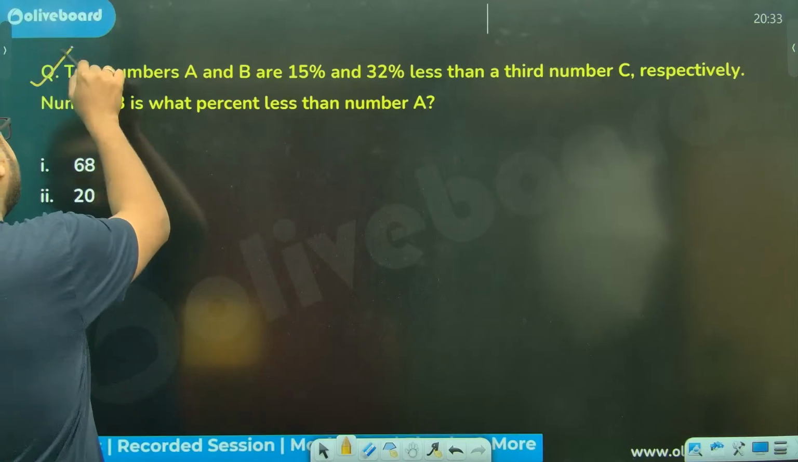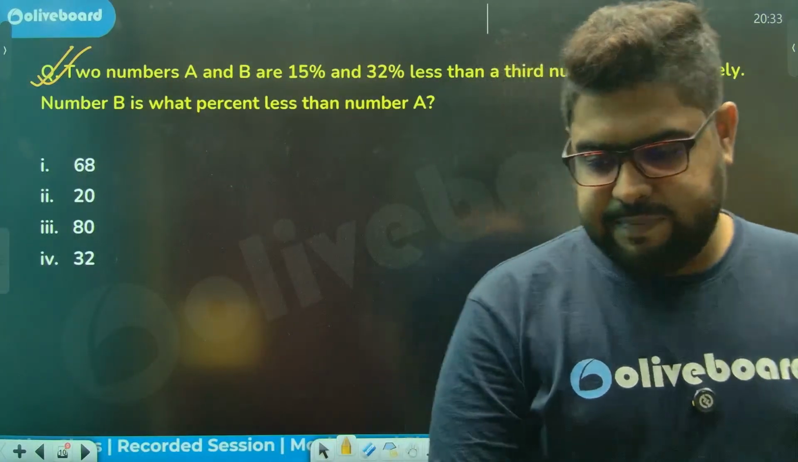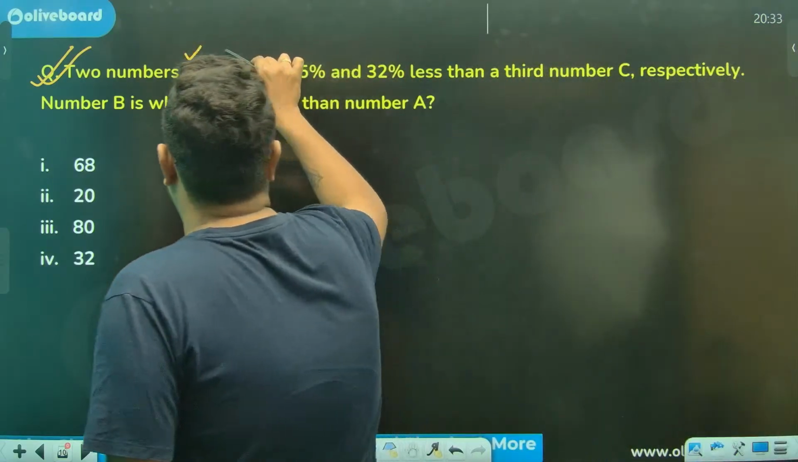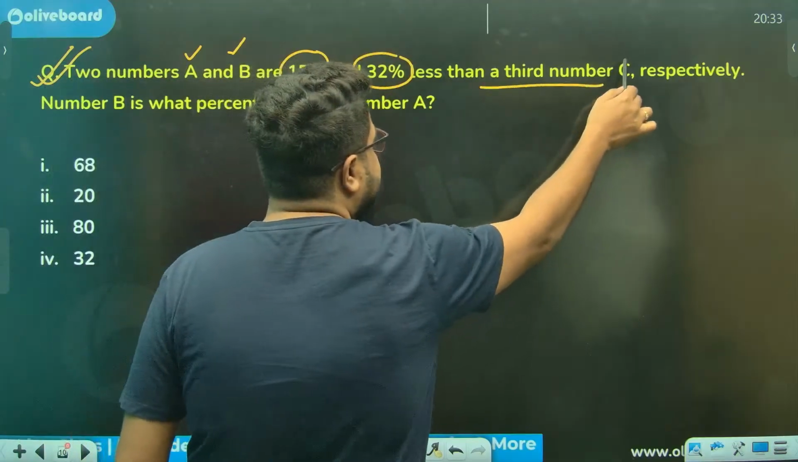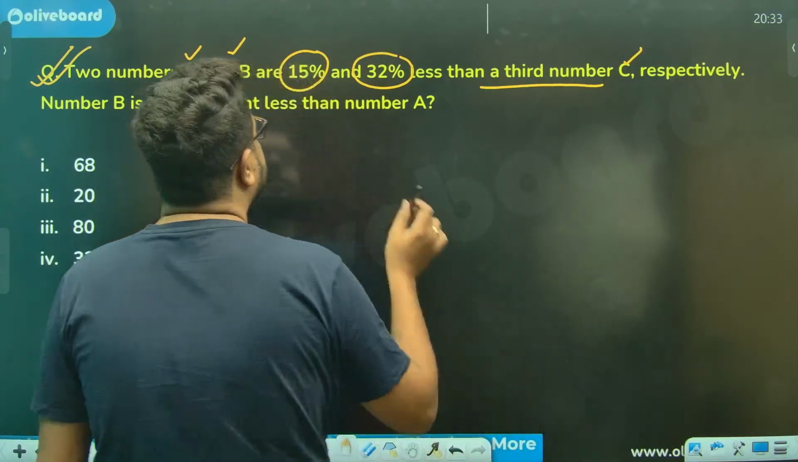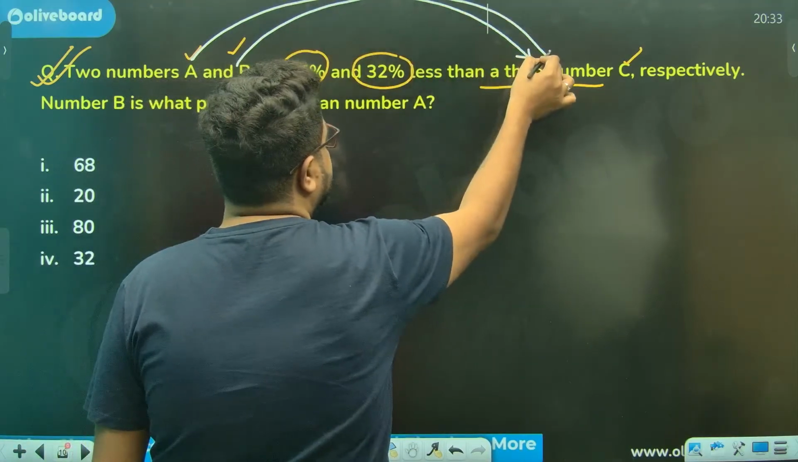This question came in CGL, last year only, sorry, the year before last. Two numbers A and B are 15% and 32% less than a third number C, sir. Both these numbers are related to this third number.